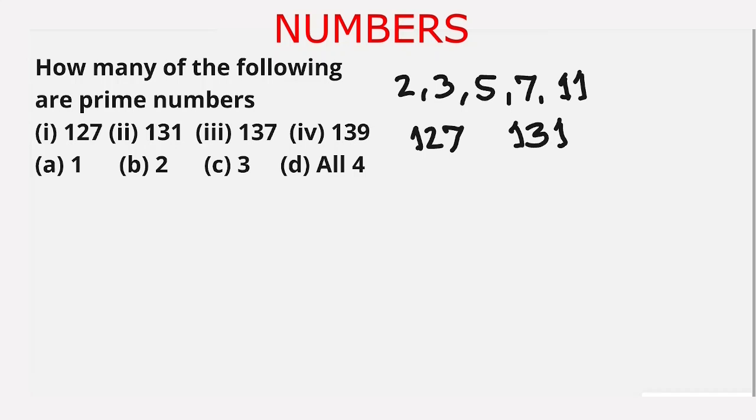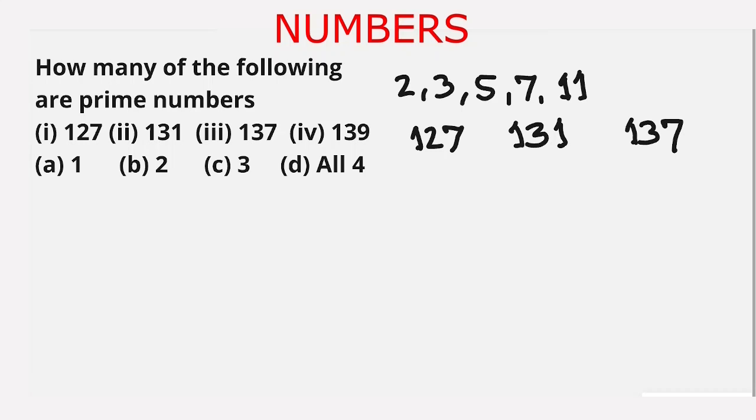Now we go to the third number, which is 137. This number is also not divisible by 2, 3 and 5. We check it for 7. 7 times 1 is 7, and on subtracting 7 from 13 we get 6, and we carry it, so it is 67. And 67 is not divisible by 7, as 7 times 9 is 63 and 7 times 10 is 70. So 67 is not divisible by 7, as it leaves remainder 4. Therefore 137 is not divisible by 7.